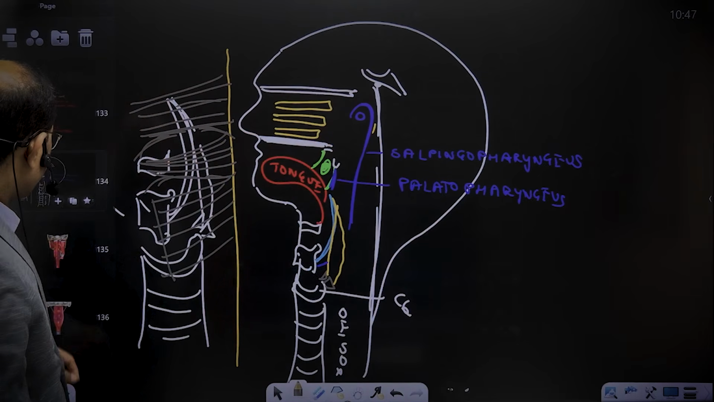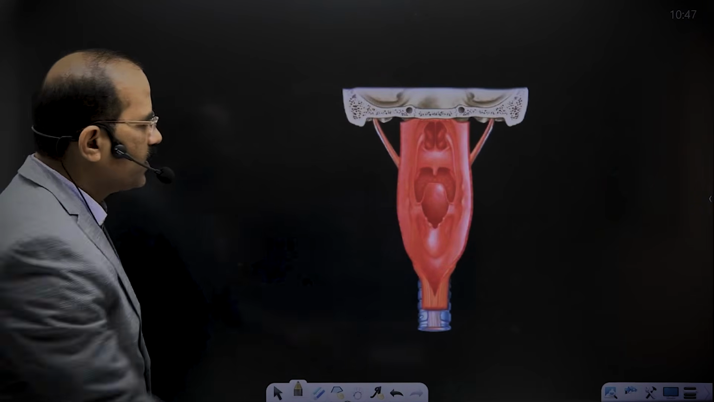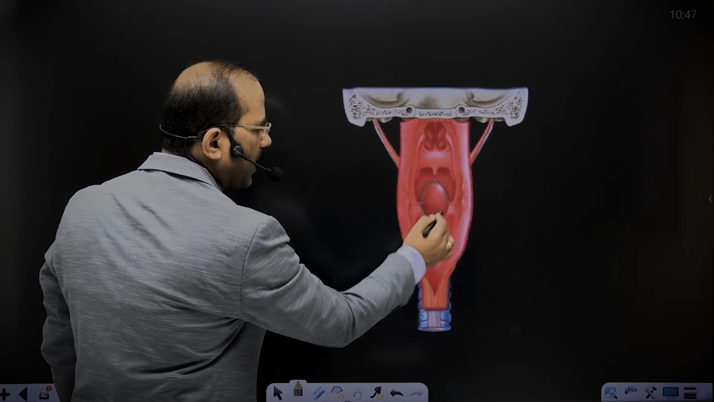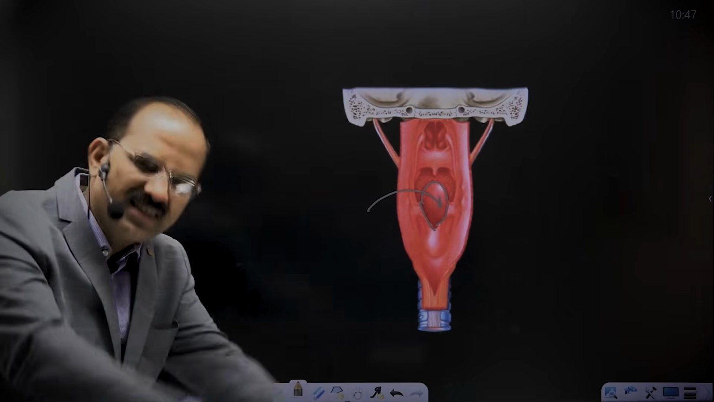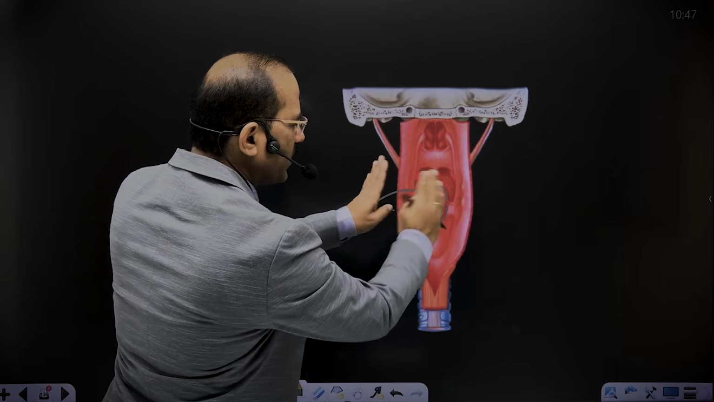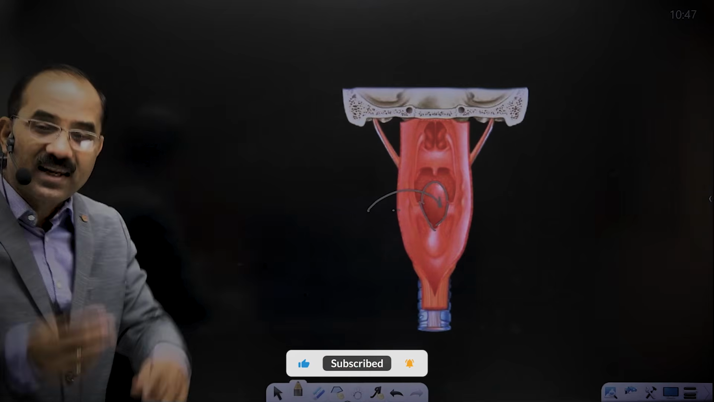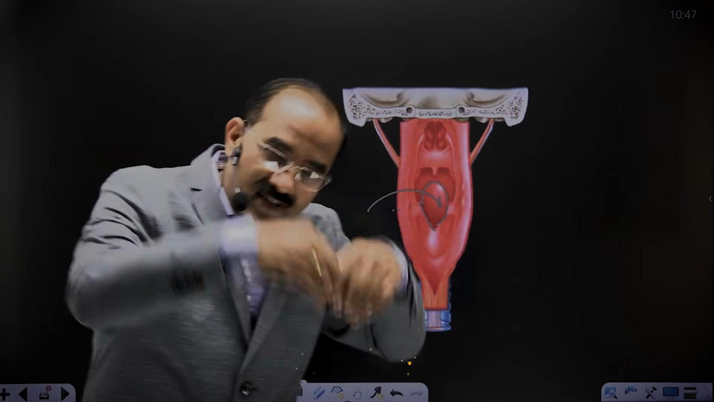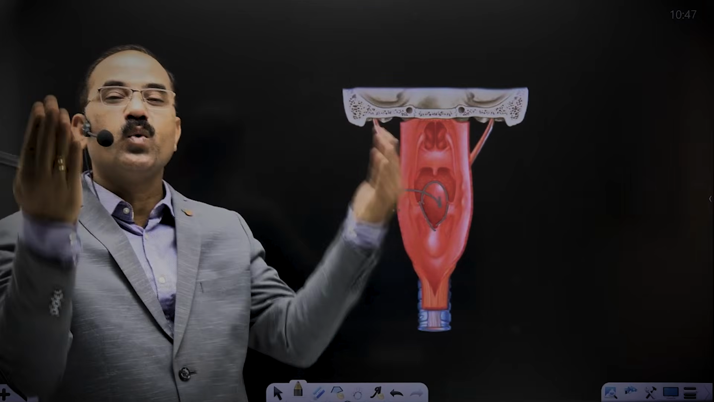Have a look at this. What is this? This is the epiglottis, correct? These are the aryepiglottic folds. If I go inside this, where do I go? Inside the larynx. And what are these? These are the constrictor muscles. If I join them like this, where has the larynx gone? Inside the pharynx. The larynx is inside the pharynx. If I have to see the larynx, I have to cut and open the pharynx.